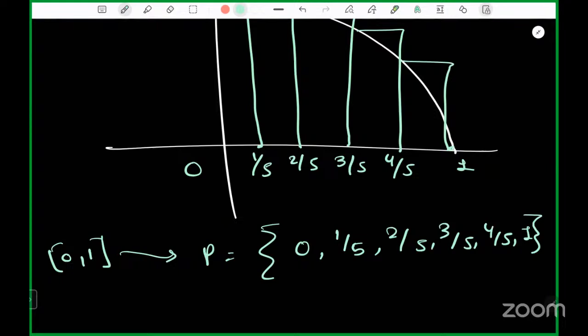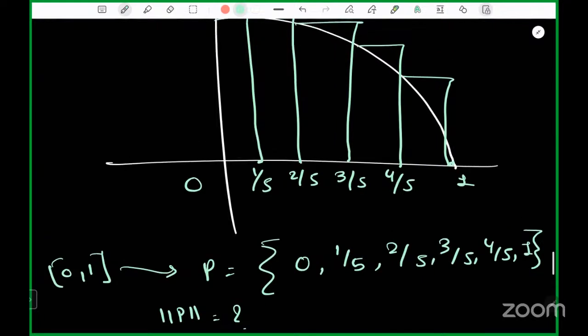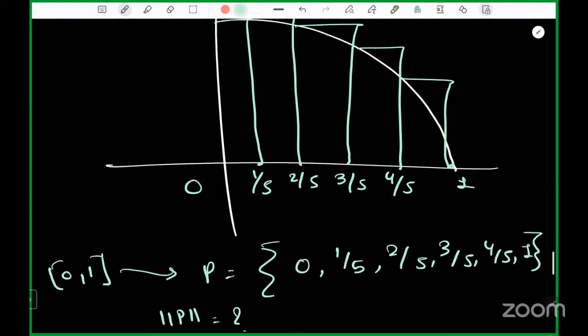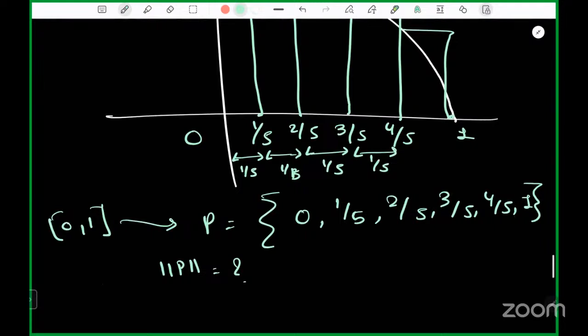Okay, so now here what will be the norm of P? Norm of P means you have to choose the largest length between each subinterval. But here you can observe that the distance between these 2 points is nothing but 1 by 5. Here also the distance is only 1 by 5. Here also the distance is 1 by 5, and so on. So here the norm of P is nothing but 1 by 5.